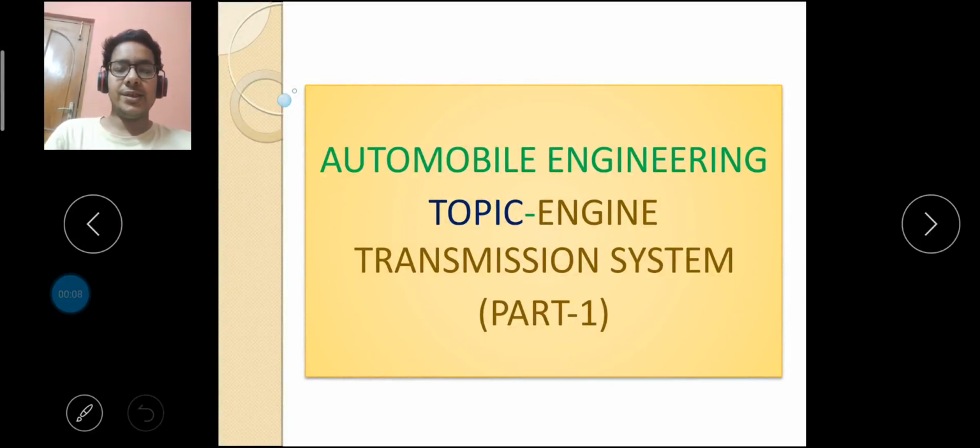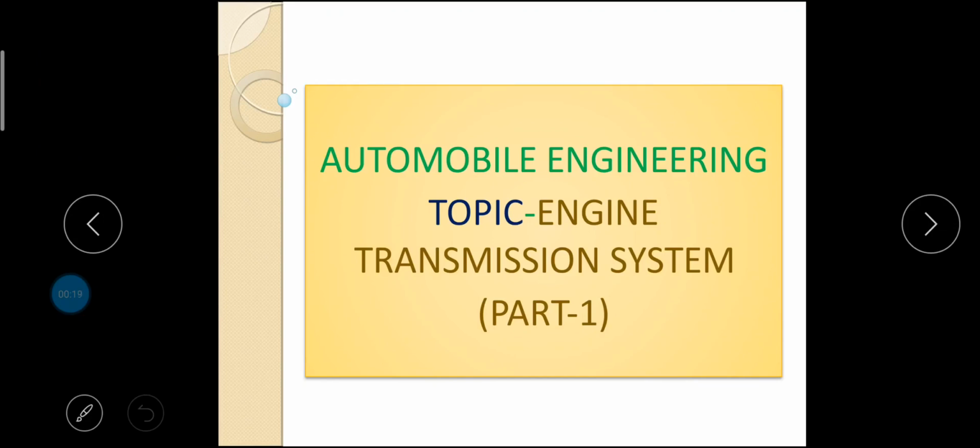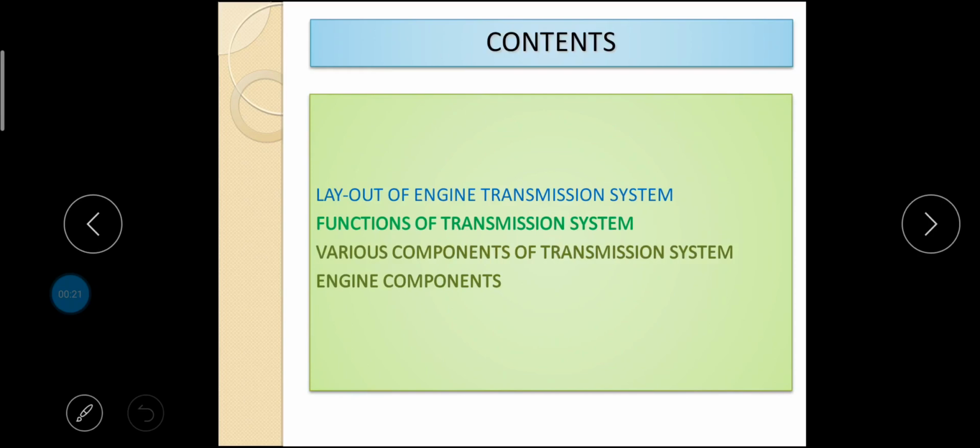Today I am going to present an important topic, engine transmission system related to automobile engineering. Let's start the session. These are the main contents: layout of engine transmission system, functions of transmission system, various components of transmission systems, and engine components, that are cylinder block, crankcase, cylinder head, oil sump or oil pan, and cylinder liners. Let's discuss one by one.